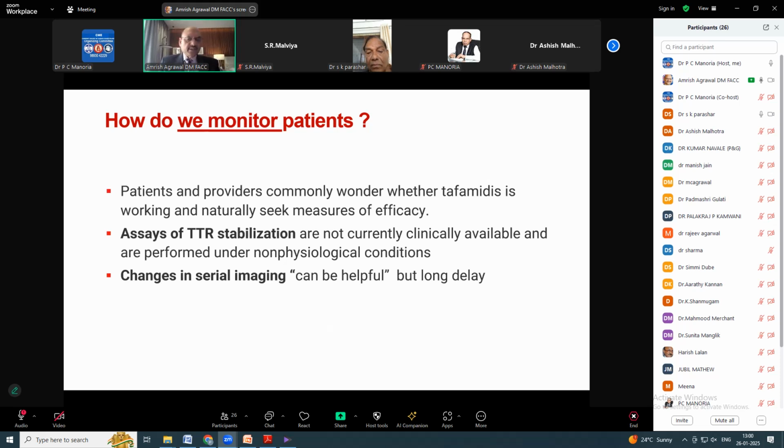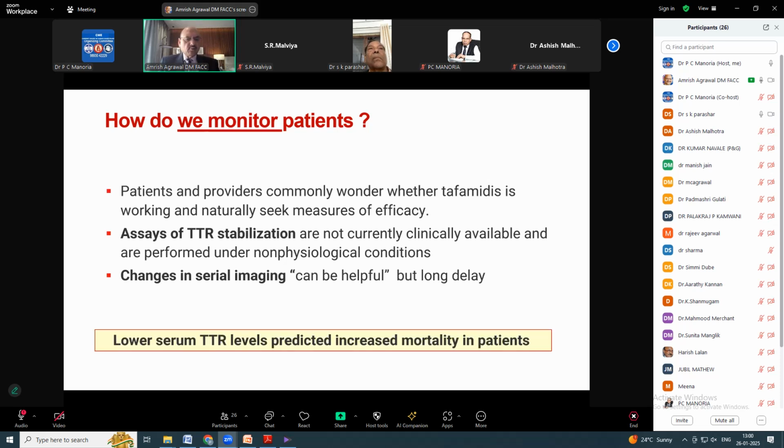We can do imaging by looking at the MRI patterns, but this has a long delay. In order for changes to occur on MRI, we have to wait for 1 year, and nobody can wait 1 year to decide if the drug is working or not. So people started working on it. And one way you can look at it is to look at the TTR levels, obviously the TTR level in the blood. It is measured before dissociation, so the more dissociation occurs, the lower the TTR level. The less dissociation occurs, the higher the TTR level.